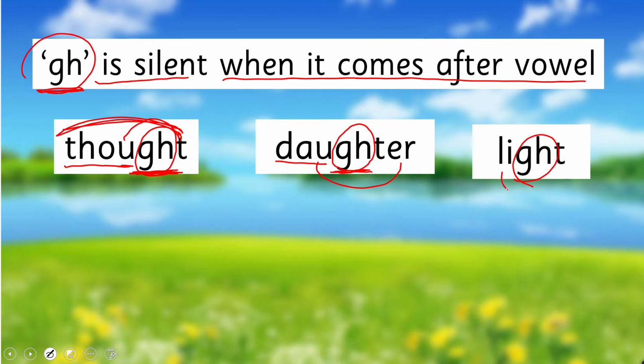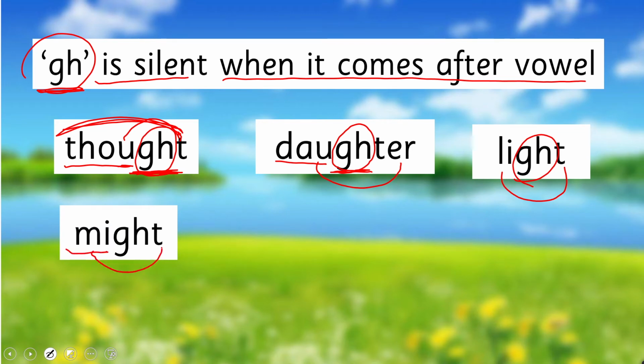Light. You see, this is how we pronounce it. Might. This chunk is silent. Why? Because it is coming after a vowel sound.